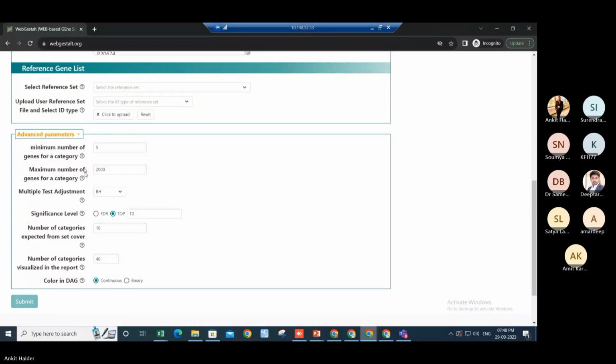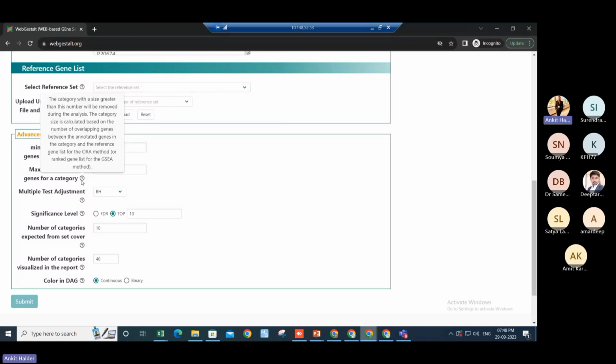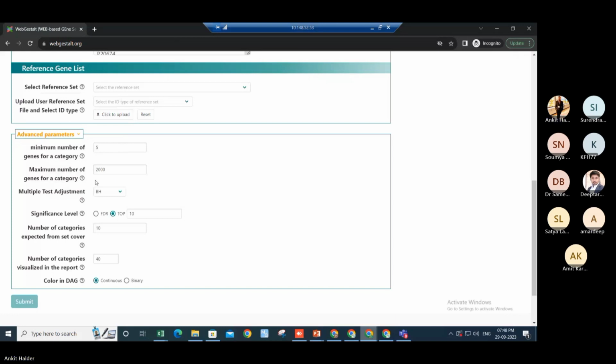Maximum number of genes for a category: how many genes should be there for a particular category? If it is more than 2000, then it will be removed. You can understand that if only one or two genes get identified or overlapped on a pathway of more than 5,000 genes, that makes no sense. So you can adjust it accordingly.